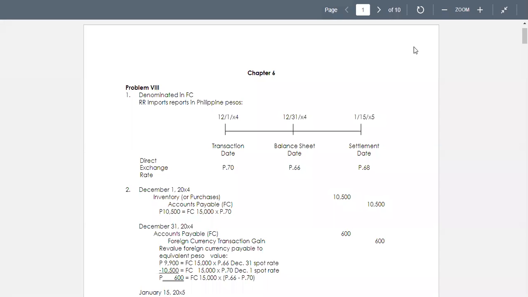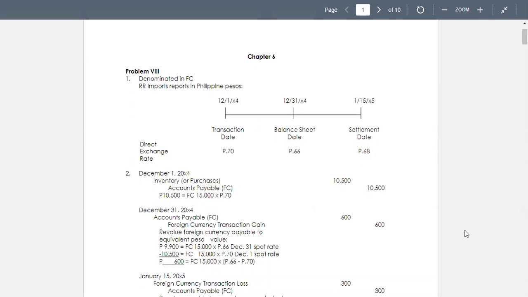Good afternoon. I will be discussing problems 8 and 9 in chapter 6 and also the multiple choice problems and the theory. And of course, I will be discussing the problems in chapter 8 in connection with foreign currency translation.